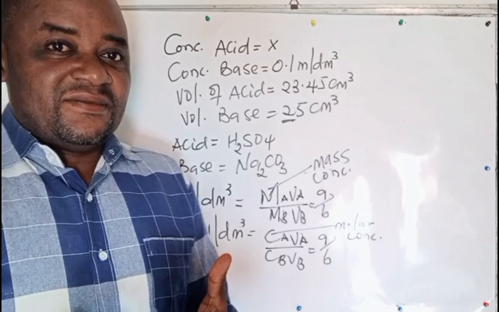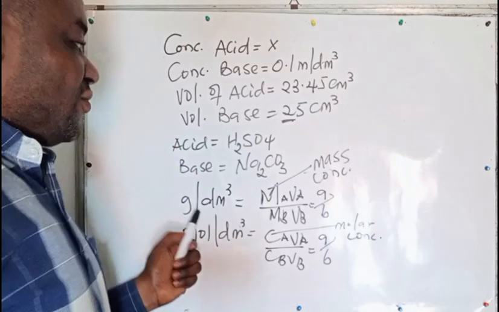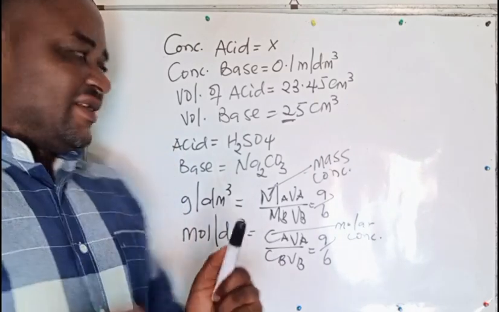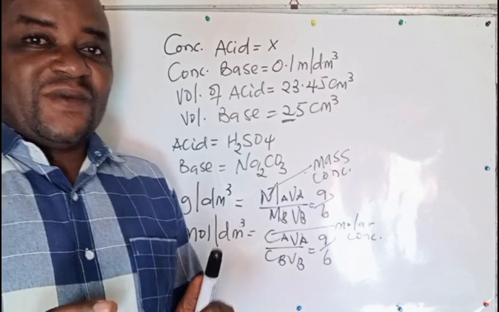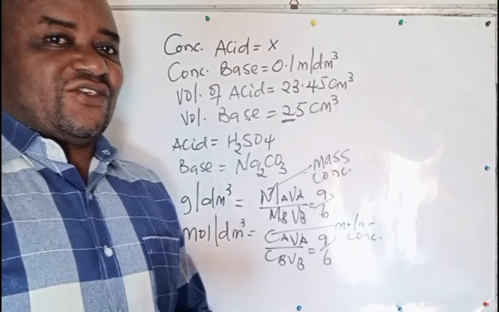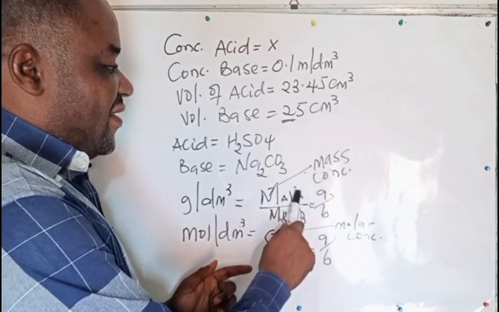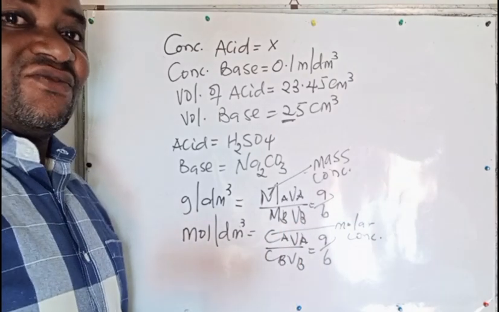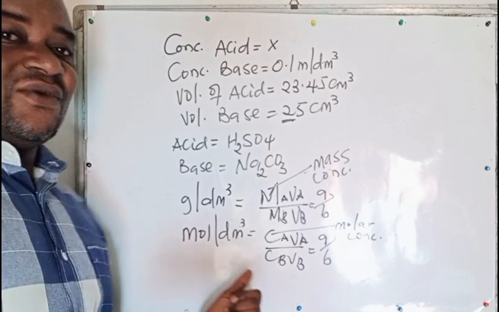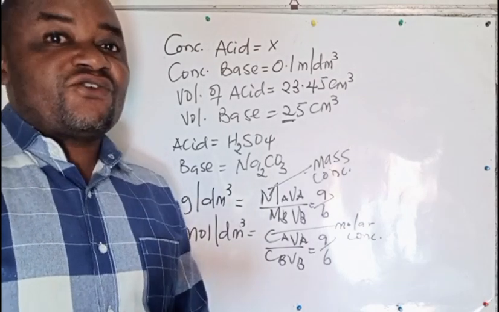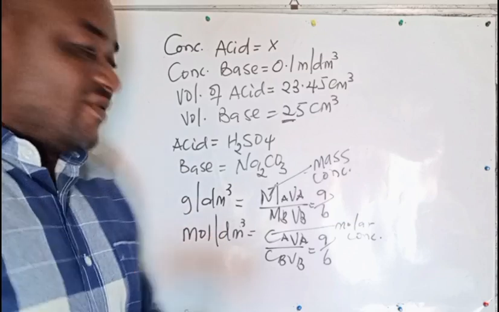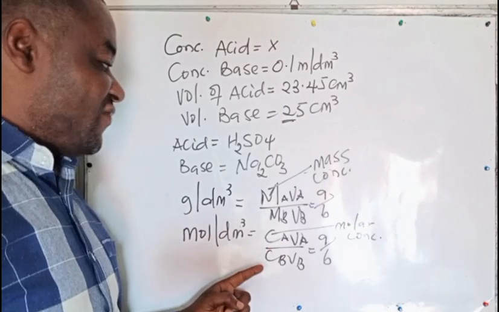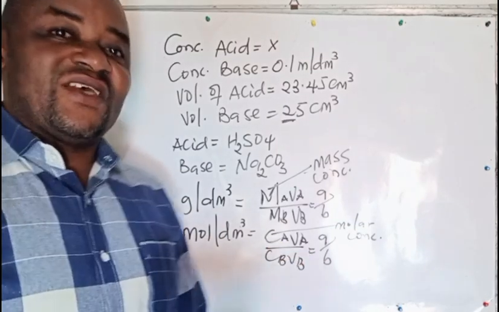These are the techniques. If you are calculating concentrations of acids or bases in grams per dm cube, then you are using mass concentration. In that case, you are using MAVA over MBVB equals mole ratio. But if you are calculating concentration in moles per dm cube, then you are considering molar concentrations, and your calculation will be CAVA over CBVB equals the mole ratio.